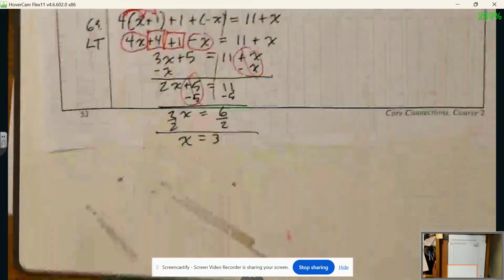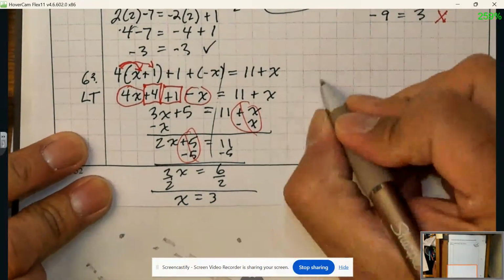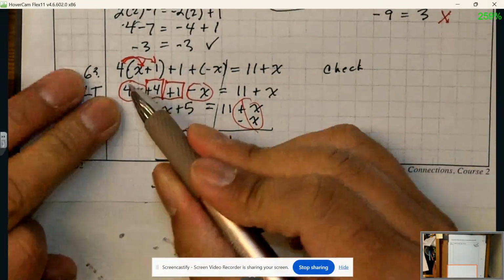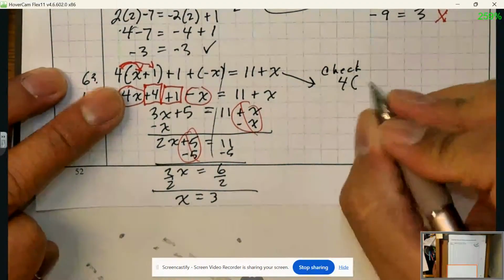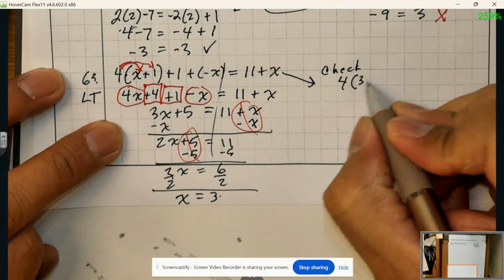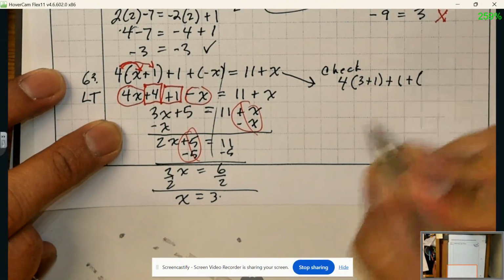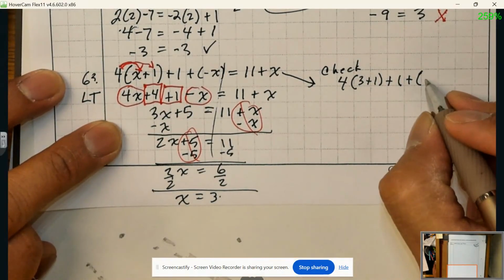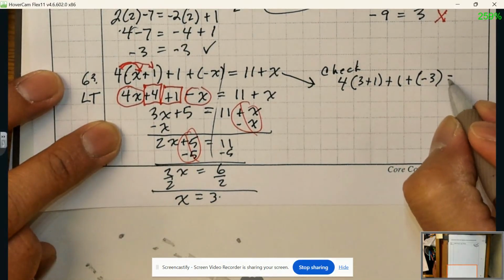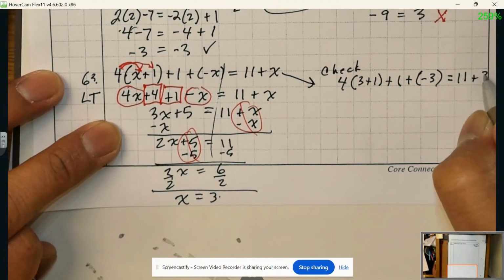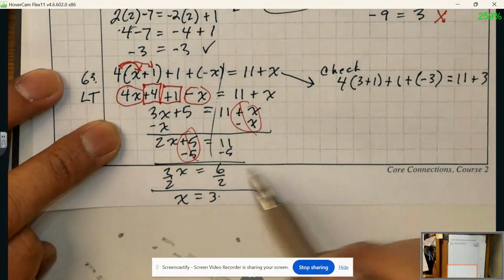And so now, at this point, well, this was a bunch of work. Let me make sure that I didn't make any mistakes. So let's check it. Okay, so let's put it into our original equation. We have 4 groups of 3 plus 1 plus 1 plus, this is a negative 3, is equal to 11 plus 3. Okay, so we substituted 3, and then that negative x became a negative 3, because we have to do the opposite.